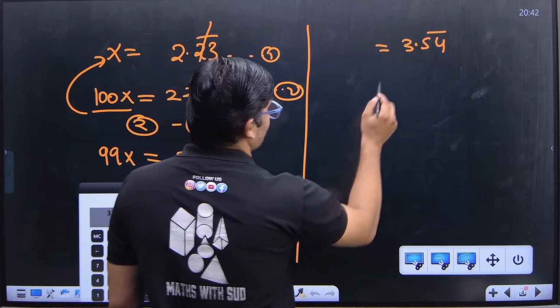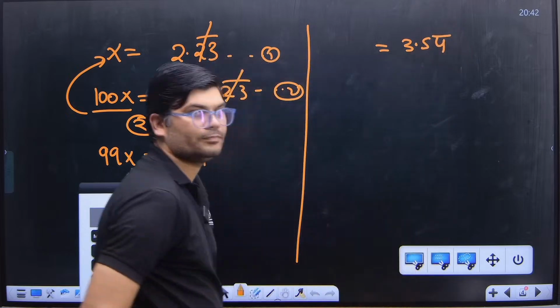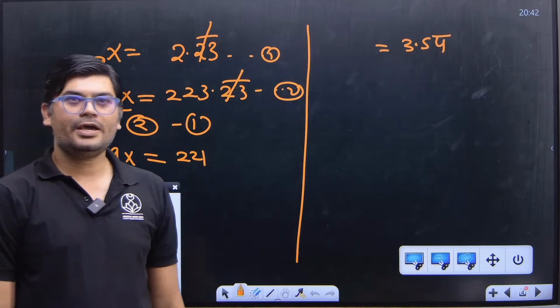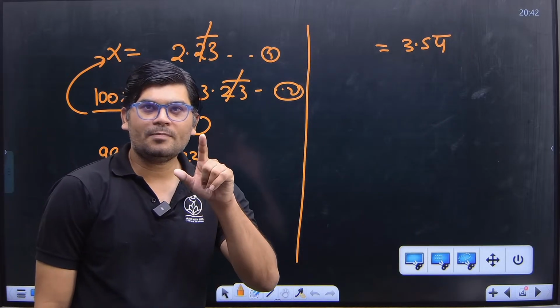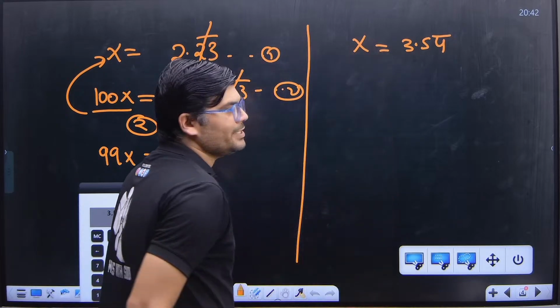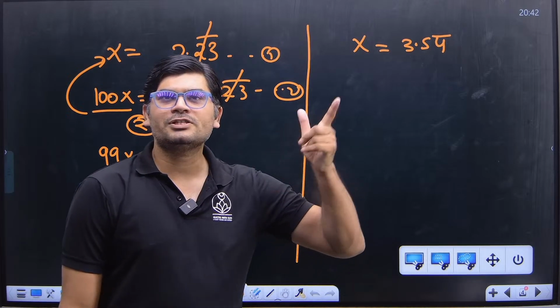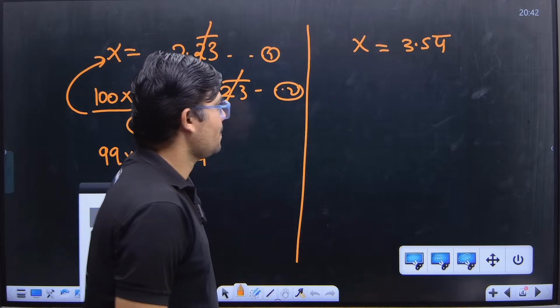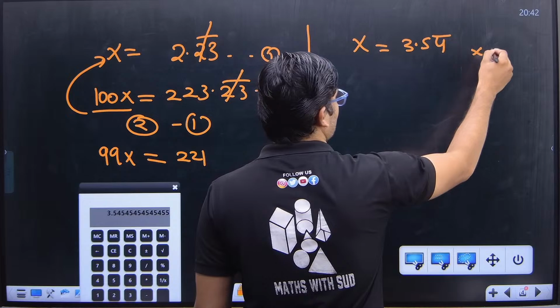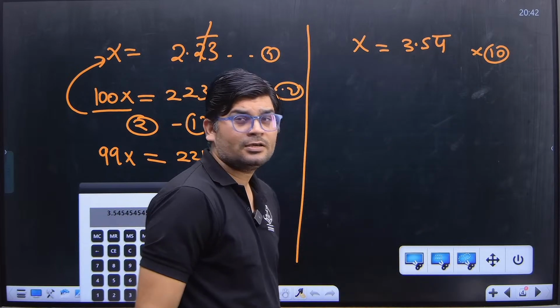Now I will twist a question. I am putting a bar over just 4. Now how to do this question? Again we will consider this number as x. Now tell me by which number we should multiply this? 10, because this time only one number is repeating.